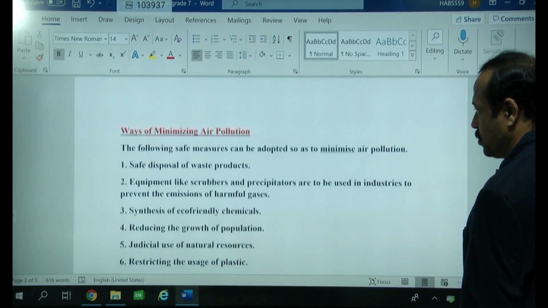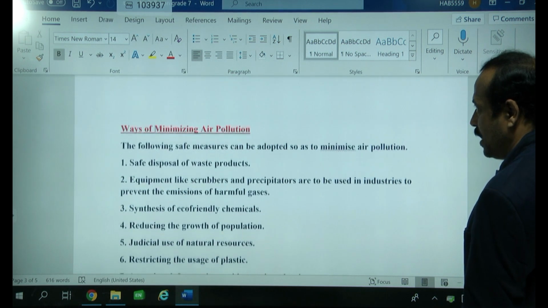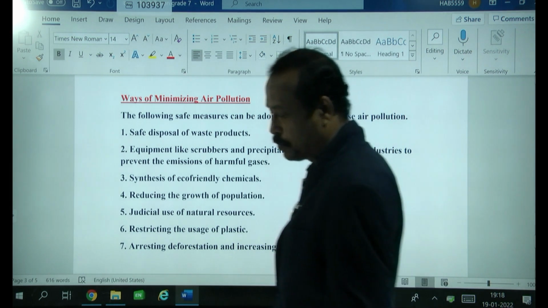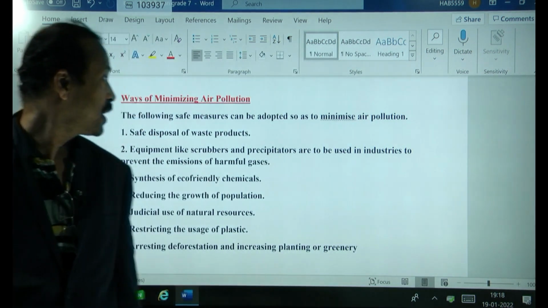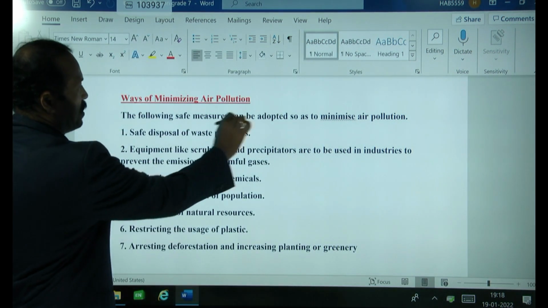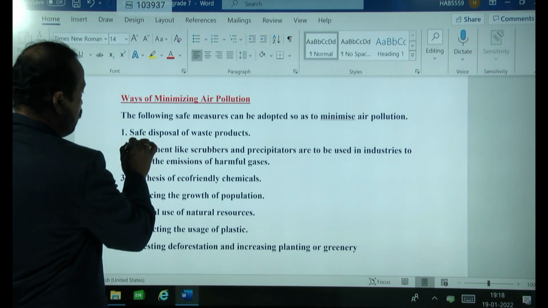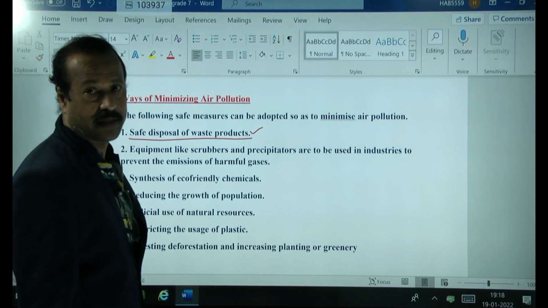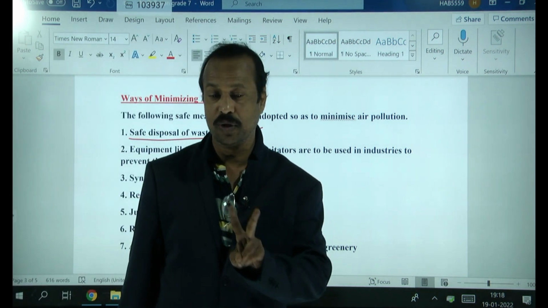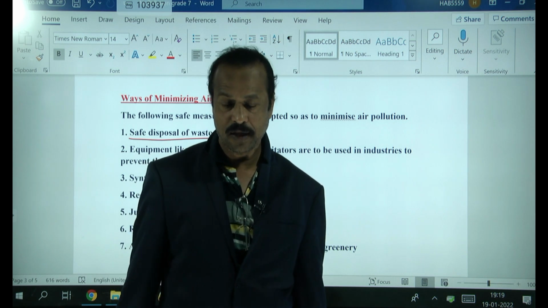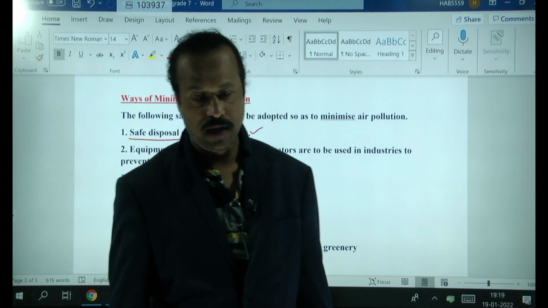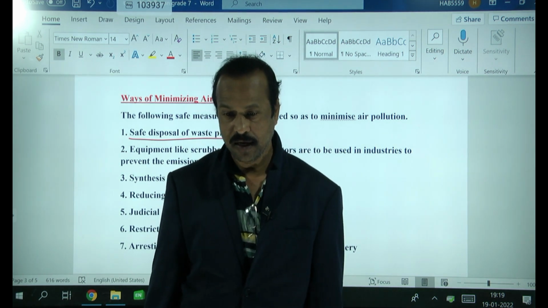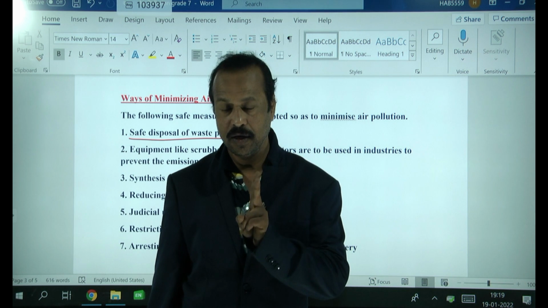Okay, then come to minimizing air pollution. How can we minimize air pollution? The following steps are to be taken. One, safe disposal of waste products. Nowadays in every state, the municipal corporations are providing 2 dustbins to you, one blue color, one green color. Did you check? Even at your home the 2 types of dustbins are there.